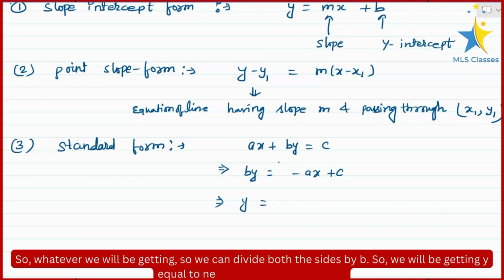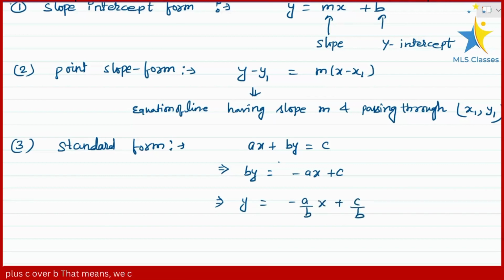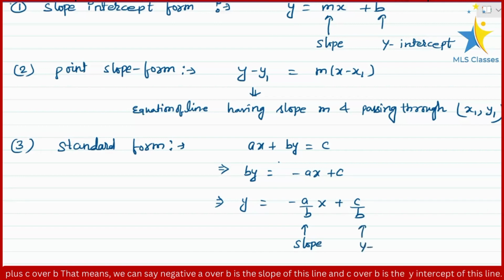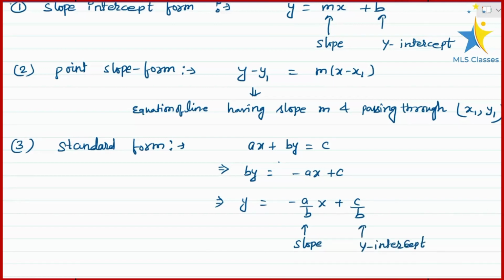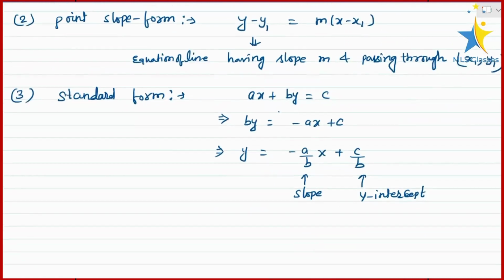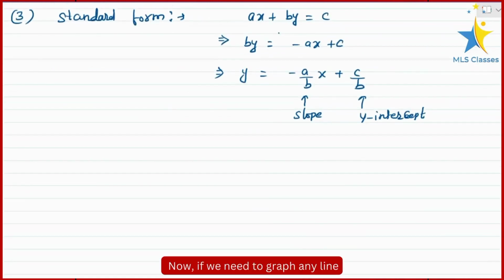So we'll be getting y equal to negative a over b times x plus c over b. That means we can say negative a over b is the slope of this line and c over b is the y-intercept of this line. So these are the three different forms of the line. Now if we need to graph any line, let's see how we'll be graphing.